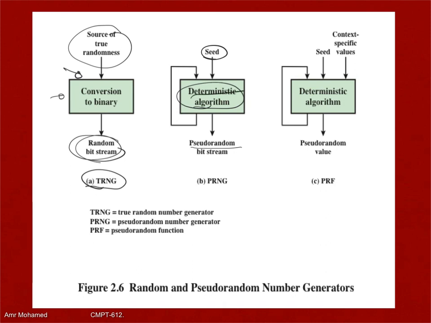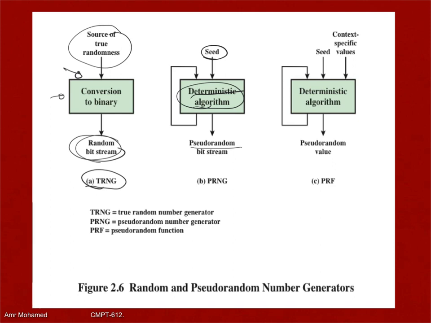This is the key here. The algorithm is known. The algorithm itself is not random. It's a deterministic algorithm, but it takes the seed. The seed itself is an arbitrary number. I don't want to confuse you by saying that in some cases we use a key as a seed. We'll talk about this later. But the seed is any arbitrary number.